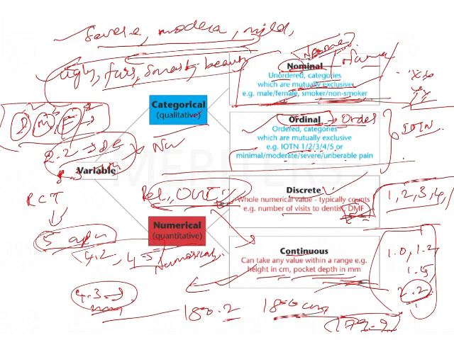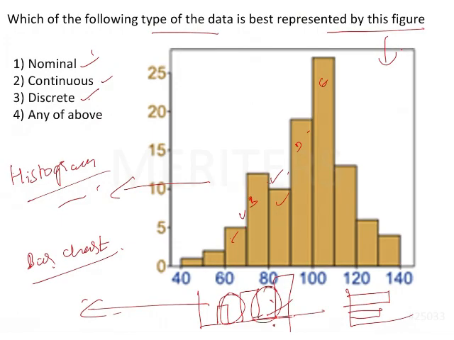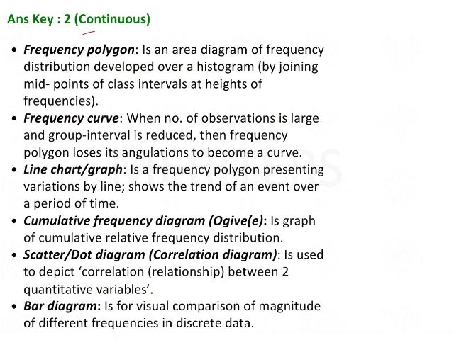Categorical or qualitative means nominal, ordinal; then discrete and continuous. In nominal, names will come; ordinal means only order-wise; in discrete, whole numbers will come and decimal points won't; in continuous, decimal points will come. So basically these are the types of data. Now coming to the histogram, we should know what a histogram is and what it basically represents. We will go into details of this. So here the answer is continuous.